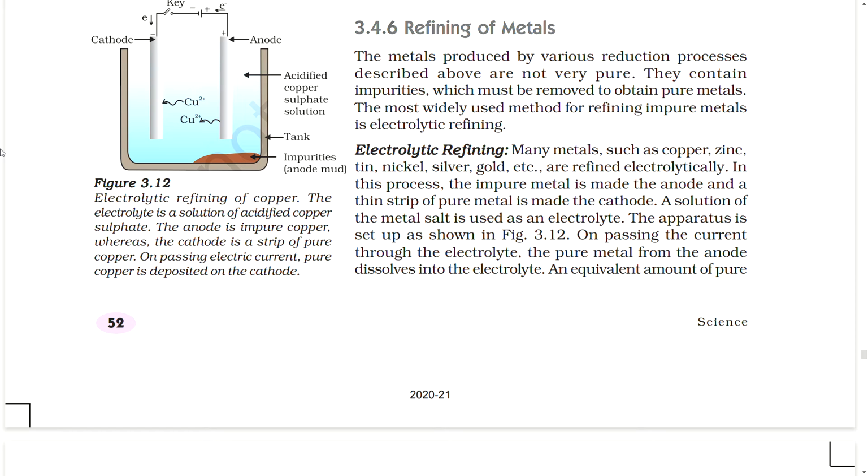Refining of metals. The metals produced by various reduction processes described above are not very pure. They contain impurities which must be removed to obtain pure metals. The most widely used method for refining impure metals is electrolytic refining.